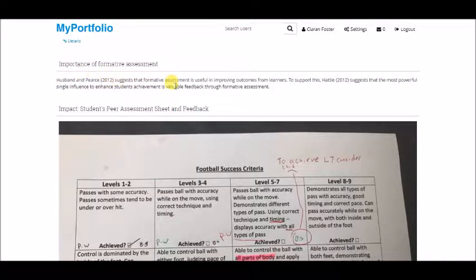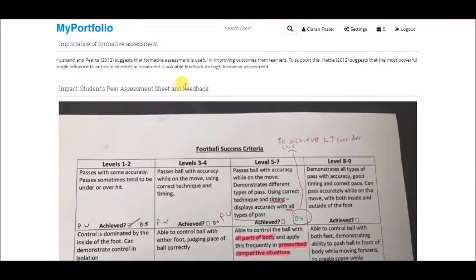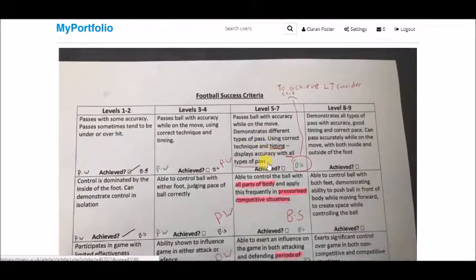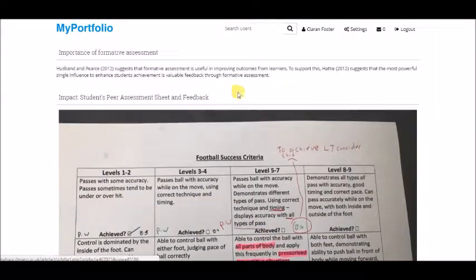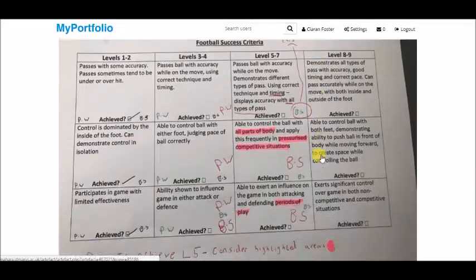Husband and peers suggest that formative assessment is useful in improving outcomes for learners. To support this, Hattie 2012 suggests that the most powerful single influence to enhance students' achievement is valuable feedback through formative assessment. So using that research, it is clear here that the students did improve their performance, and that was demonstrated here from the feedback which I gave them as well as each other. So that use of formative assessment was used.